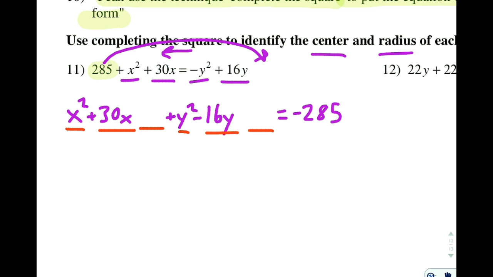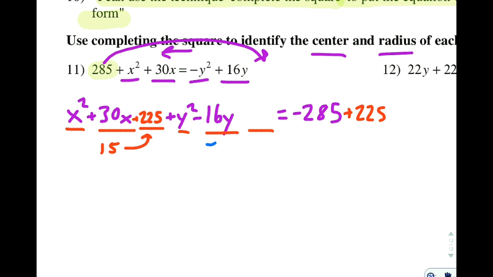The next thing I do, it says, is I take half of the coefficient of x, I square it, and I add it to both sides. So I'm going to take half of 30, which is 15. I'm going to square it and add it to both sides. 15 squared, plug that in your calculator or do that in your head, is going to be 225. So I add 225 on this side, I add 225 on this side, because I'm not changing the problem, I'm just doing the same thing to both sides of an equation.